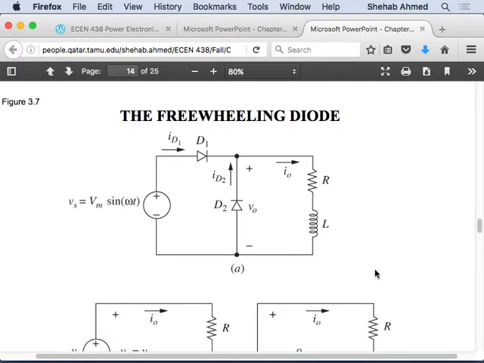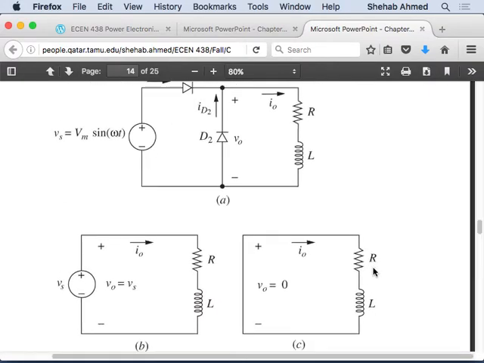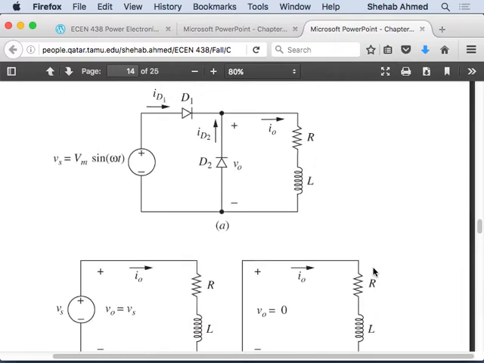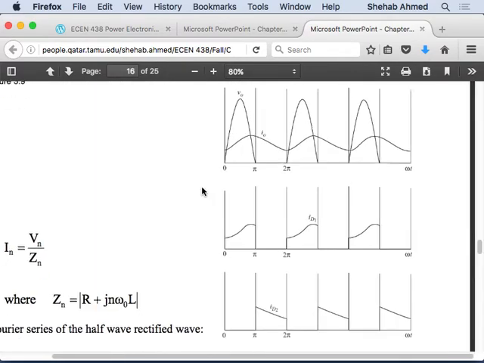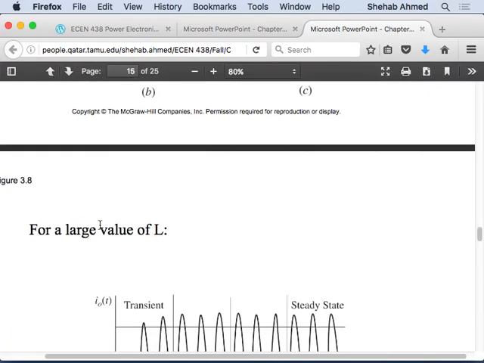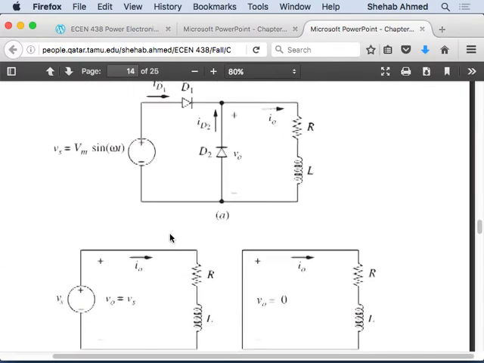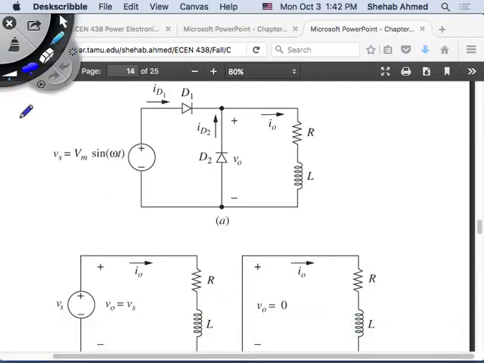For the freewheeling diode case, again, same. Nothing changes about the current waveform. Why? There's no forced response, so the current waveform will be very similar to the very first current waveform that we had for the half-wave rectifier with an RL load. So let's look at the equations. I don't think they even put the equations in. Oh, they do. But they put the equation only for a very large value of L. For a low value of L, what does the current waveform look like? Here, let's look at this case.